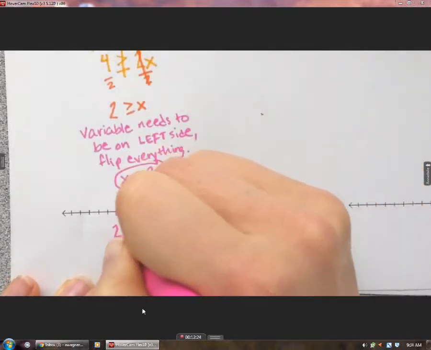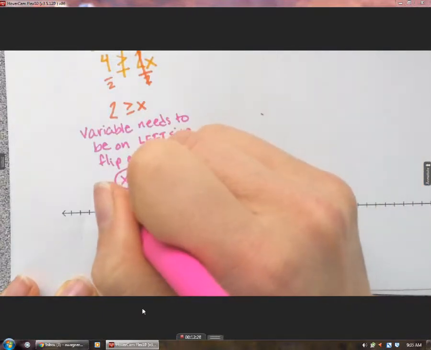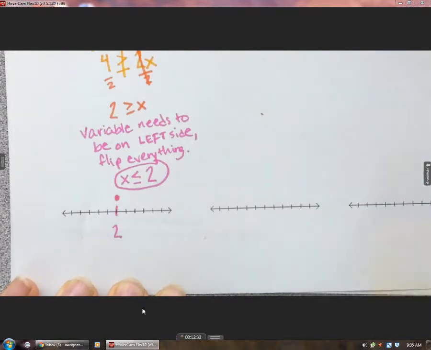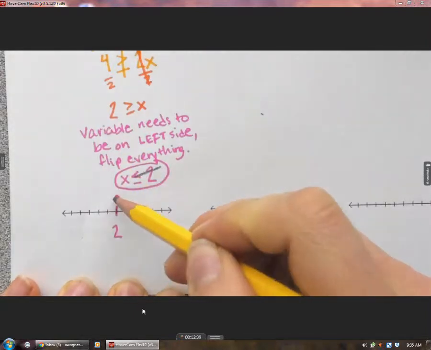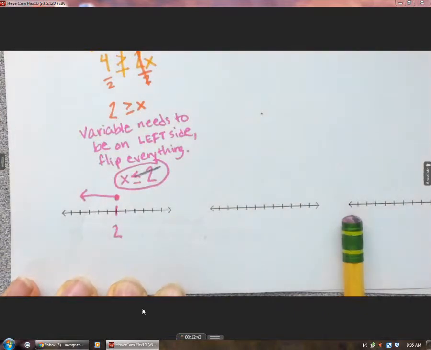So here's a 2. Open or closed circle? Closed. And then which way am I shading? Turn this into an arrow. I need an arrow that's going to point that way. So I'm going to point to the left. X is less than or equal to 2.